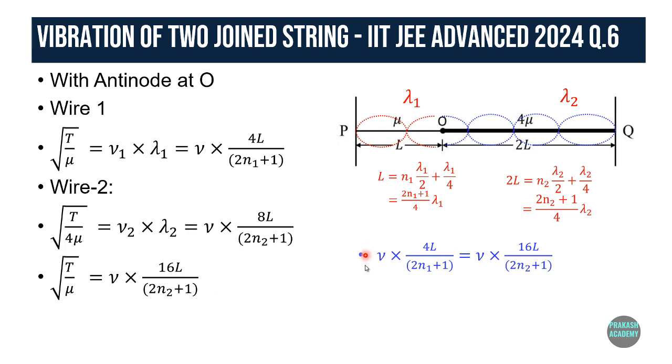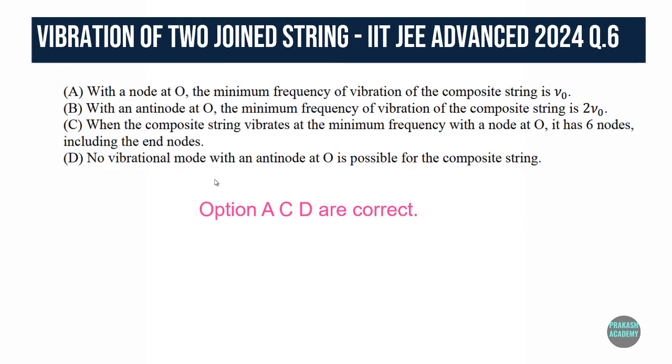So if I equate these two, I get this relation, that is (2N2 plus 1) divided by (2N1 plus 1) equals 4. So this is an odd number and this is also an odd number. An odd number divided by an odd number cannot be an even number. So this is not possible. You can verify the options. So the first option is, with a node at O, the minimum frequency of vibration of the composite string is nu naught. This is what we have proved.